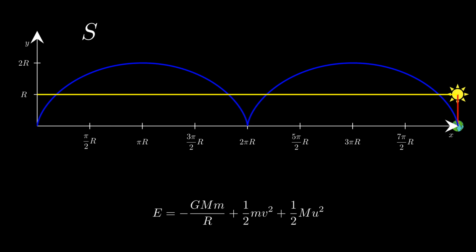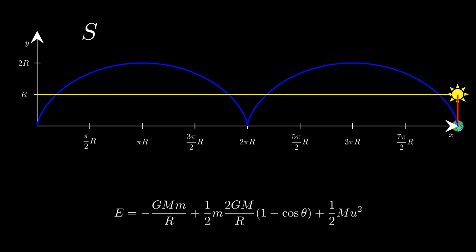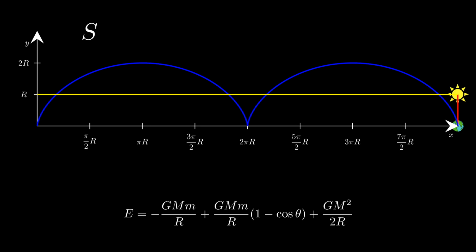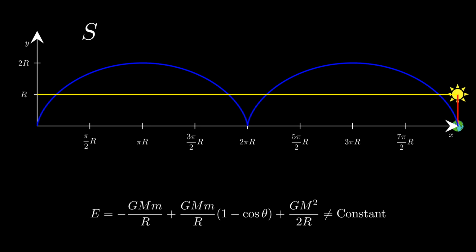Since the Earth describes a cycloid, we know the expression for its speed, where now r times omega is the square root of G times M over r. We substitute v into the energy expression. On the other hand, we have the speed of the Sun, u, which is constant at all times and equal to the square root of G times M over r. We substitute this result as well, finally obtaining a long expression, in which a dependence on theta appears, and therefore the expression is not constant in time.